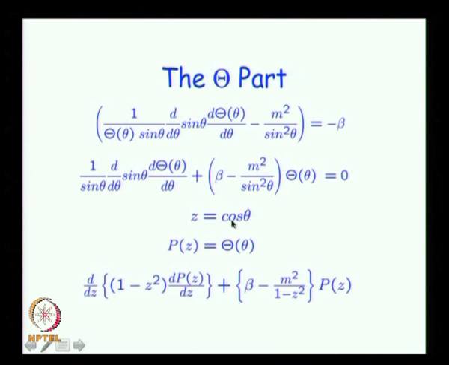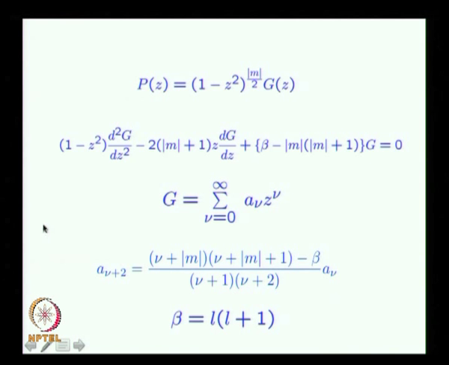Then we made a substitution, z is equal to cos theta, and P of z is defined to be equal to capital theta. And then what happens is that capital P obeys the differential equation that is shown here. This equation, we discussed all this, and then we made this substitution. P of z is equal to (1 minus z square) to the power of absolute value of m by 2 into G of z. The aim is to find a differential equation for capital G, and we found this differential equation. This is what we had done in the last lecture, right.